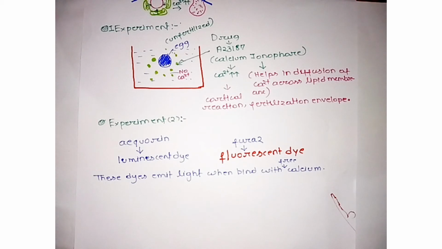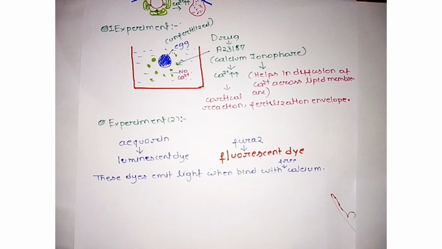So when we inject this dye inside the egg before the fertilization, after the fertilization or during the fertilization, we can easily monitor the movement of calcium inside the egg. A wave of calcium release propagates across the egg, starting at the point of sperm entry. So a wave of calcium release inside the egg.